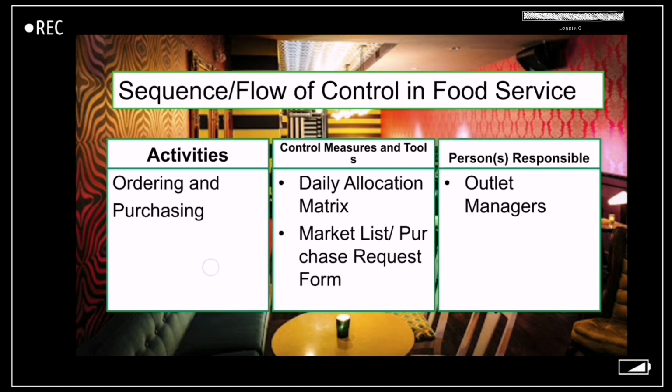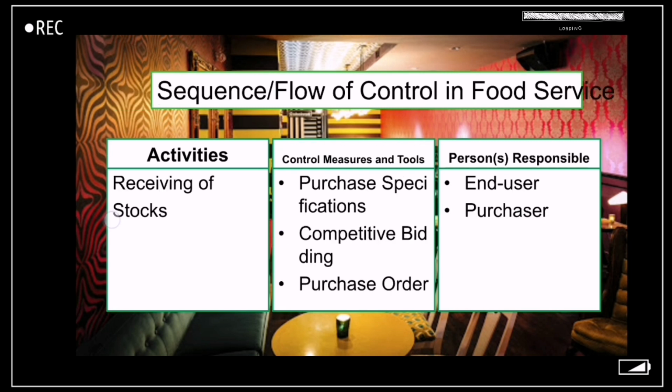Next is ordering and purchasing. So we have here the daily allocation matrix, market list, purchase request form. So meron pa diyan yung purchase orders, no? So normally, ang responsible diyan ay si manager, outlet, or restaurant managers.